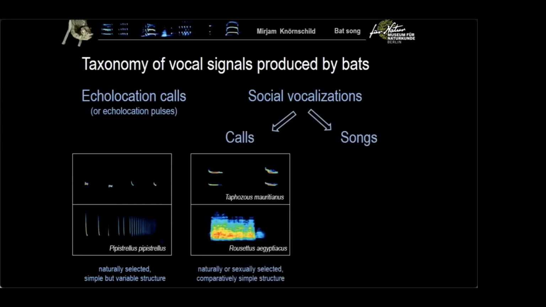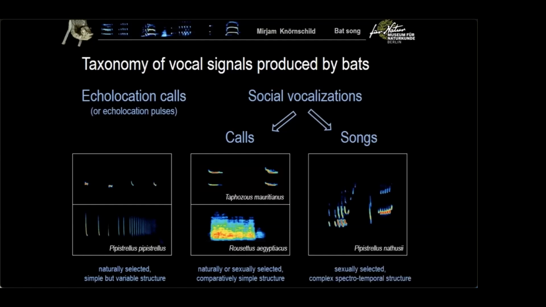And I brought you two different examples of social calls. The top one are fairly tonal, almost constant frequency vocalizations. They are from a southern African bat species, Taphozous mauritianus, and then the second example is more noisy screech-like calls from the Egyptian fruit bat. And social calls can either be naturally selected or sexually selected vocalizations, but they have a comparatively simple structure when compared to the songs.